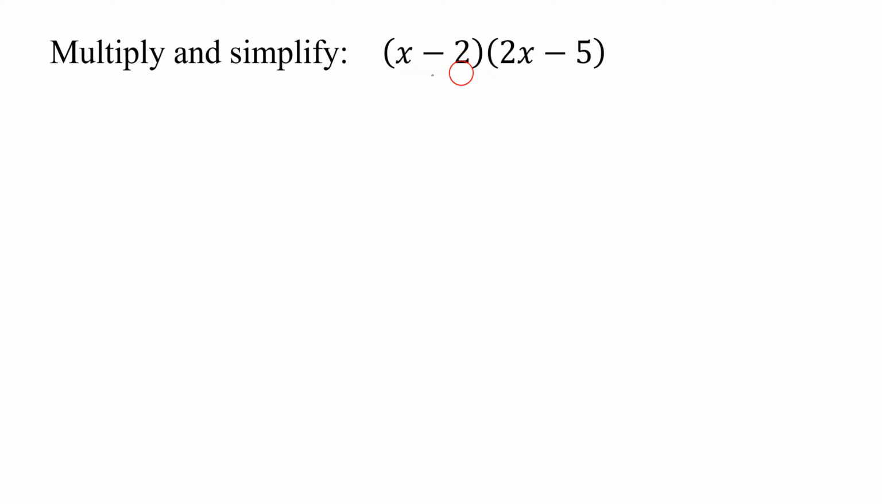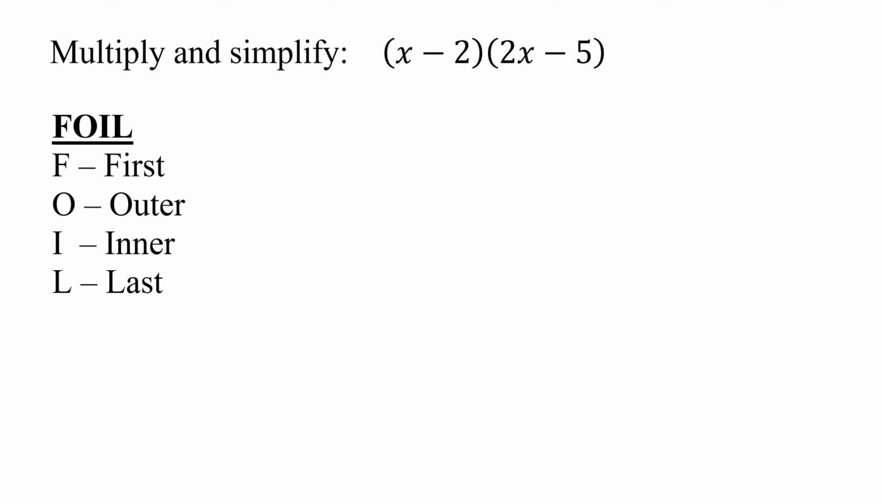So there are several different methods for doing this problem. I could use the distributive property repeatedly, but only in the case of a binomial times a binomial, we can use a more systematic, easier method that you've most probably heard of called FOIL. So let's look at FOIL. And here's FOIL. Now remember, this only works with a binomial times a binomial.